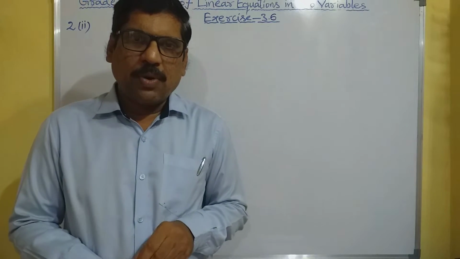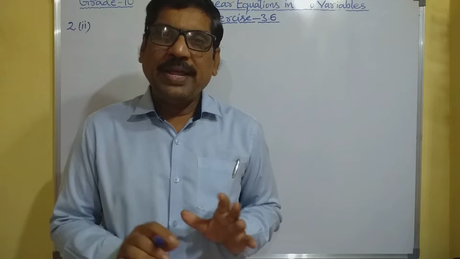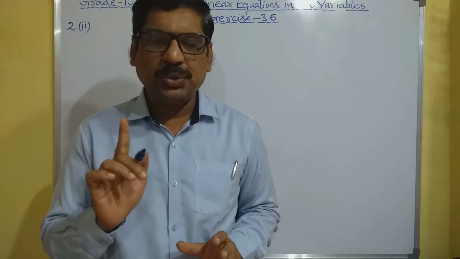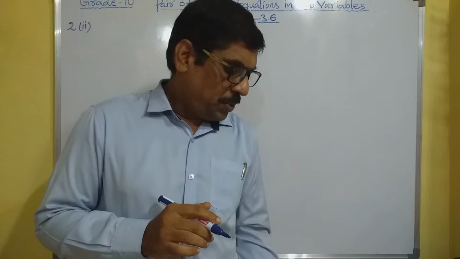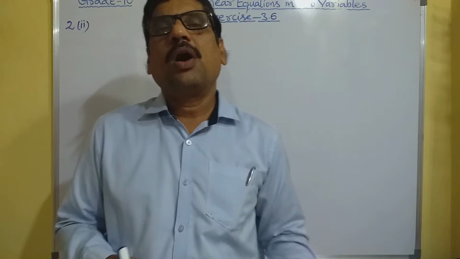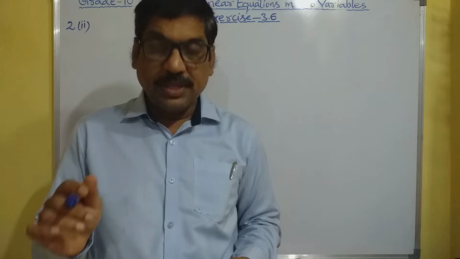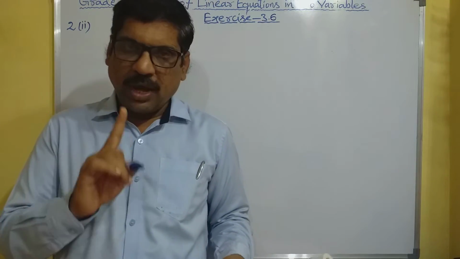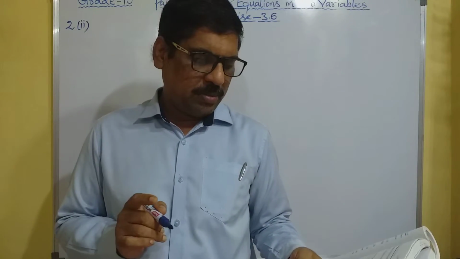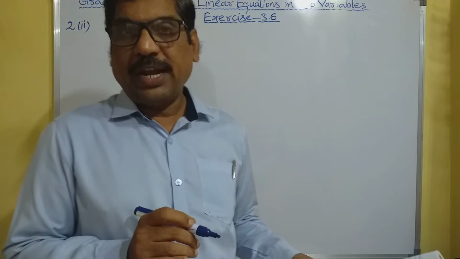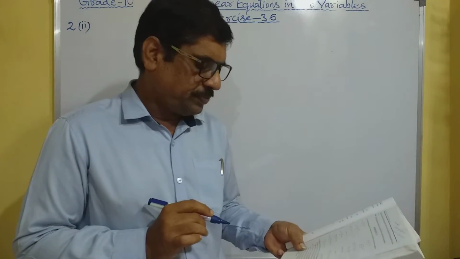Let us continue the problems from the chapter pair of linear equations in two variables. Okay. We are in the second Roman of the exercise 3.6. So we have completed already the first problem. Let us do the second problem from the second Roman.